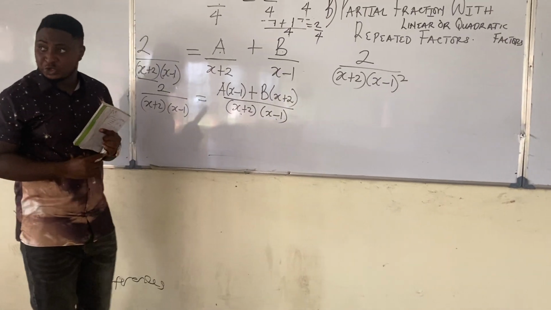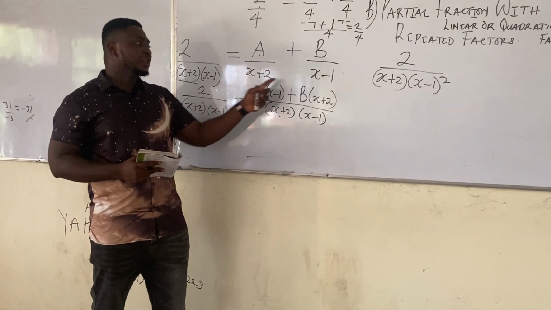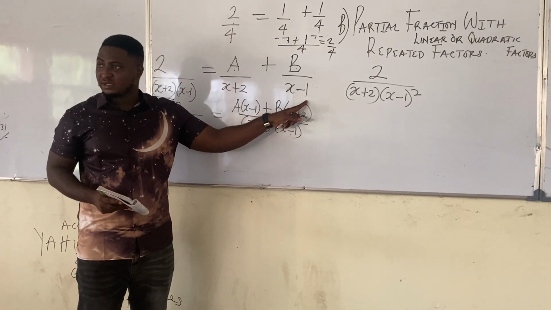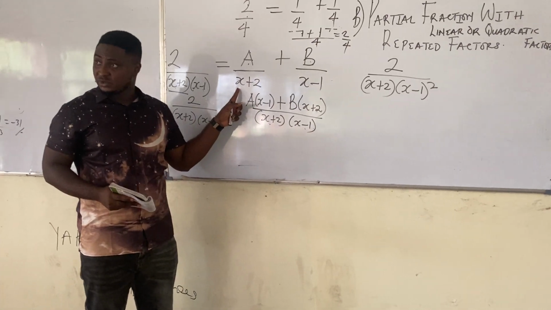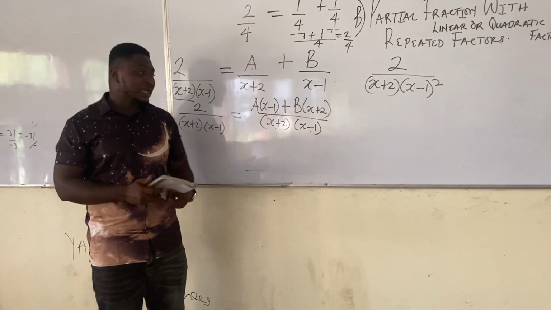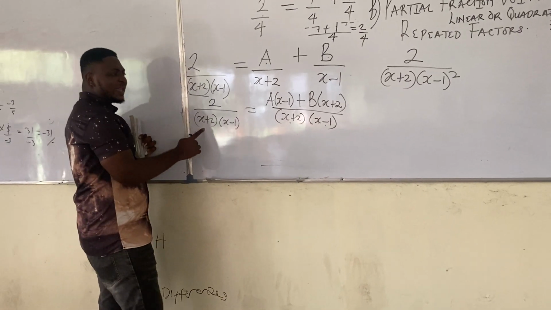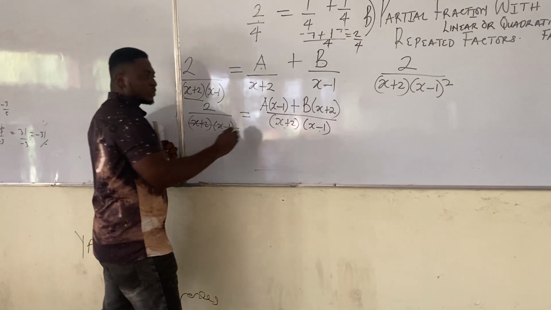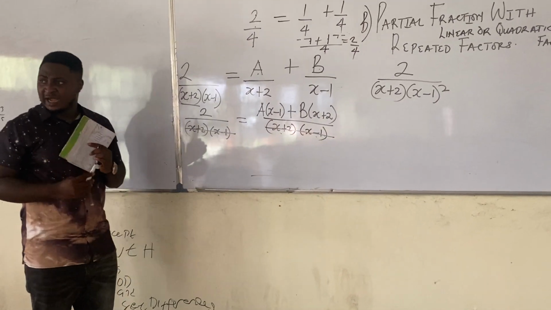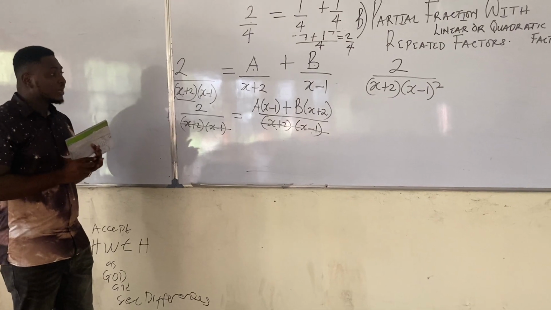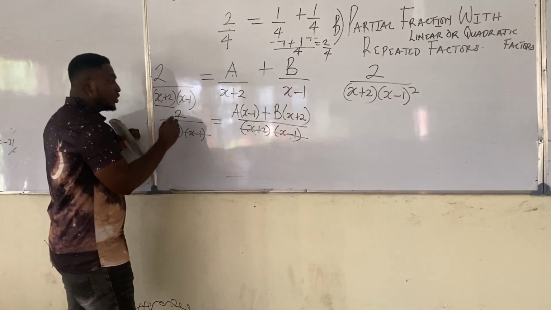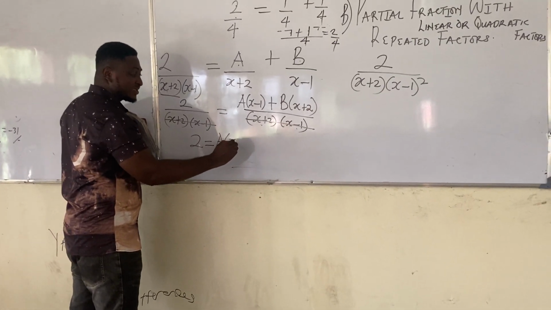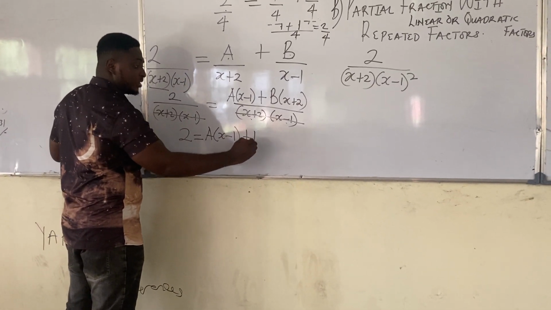Class, there's a shortcut approach you can use here. Anytime you just have 2 denominators like this, you can say A open bracket x minus 1, close it, plus B open bracket x plus 2. You don't need to stress yourself doing this. Now class, look at our left hand side and our right hand side, you will notice something. Our denominators are the same: x plus 2, x minus 1, x plus 2, x minus 1. So they can cancel out, so that we can now focus on only what is on top. So what is on top is now 2 equals A into bracket x minus 1 plus B into bracket what?